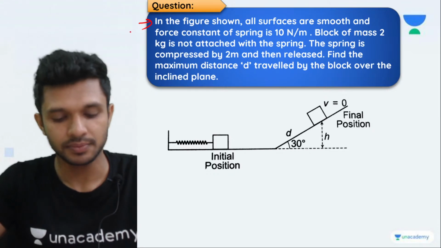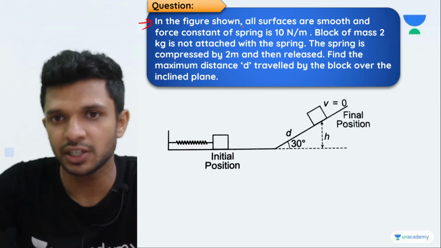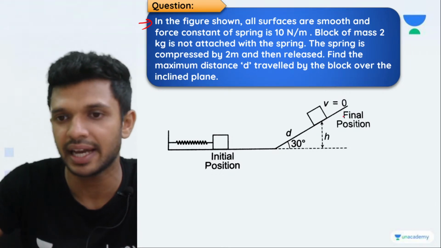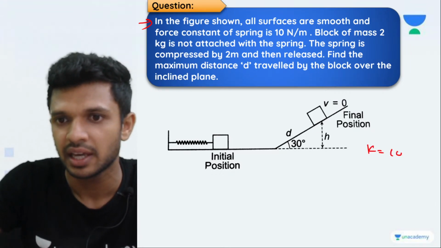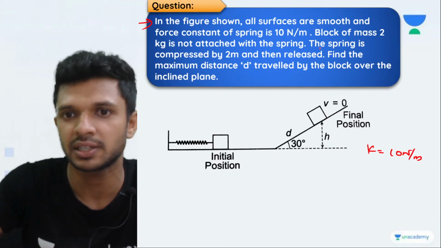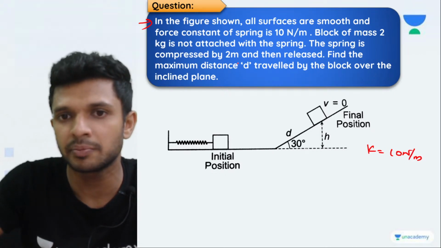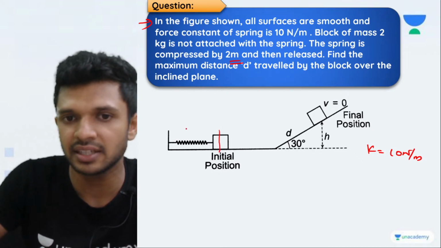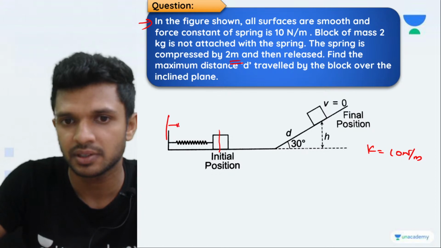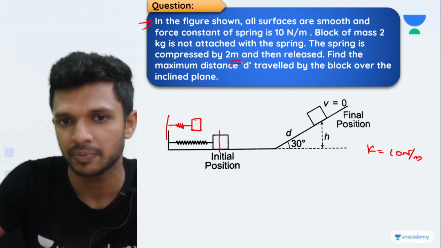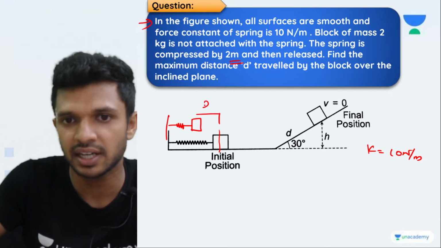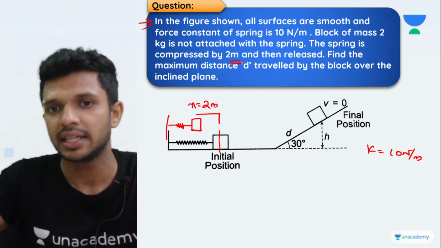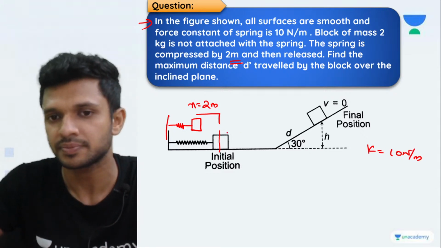Here we go. In the figure shown, all the surfaces are smooth and the spring constant, we already have learned what a spring constant is, right, is given as 10 newton per meter. The spring is compressed by 2 meters, which means from its original position, I'll be applying some force and compressing it. Now here we have the body, and the amount of compression is given as 2 meters, the x value.